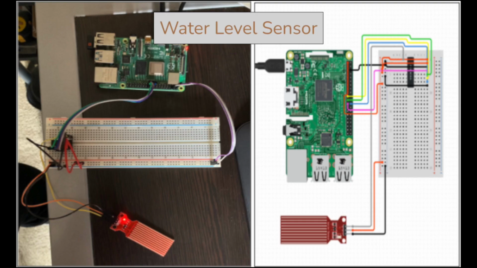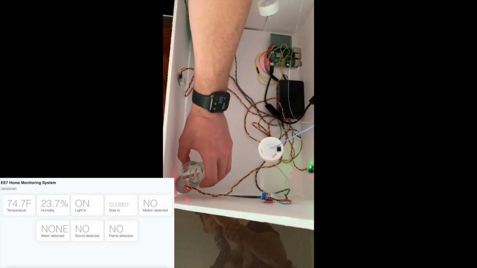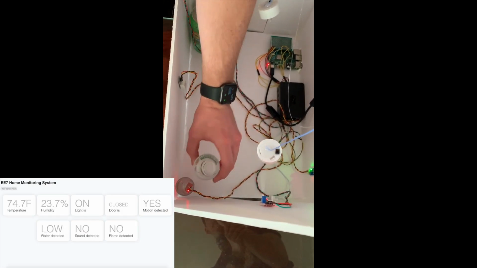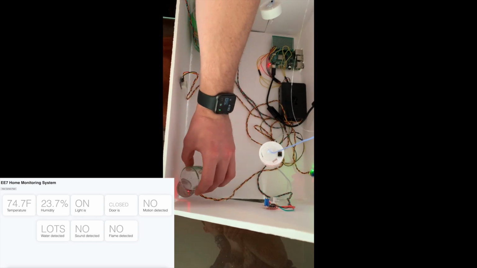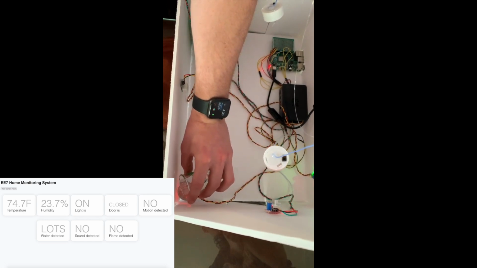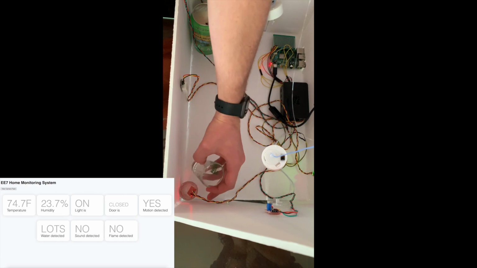The water sensor is able to indicate the amount of water it is submerged in. The sensor has a set of parallel exposed conductors, which act like a variable resistor whose resistance changes depending on the depth of water it's submerged in.